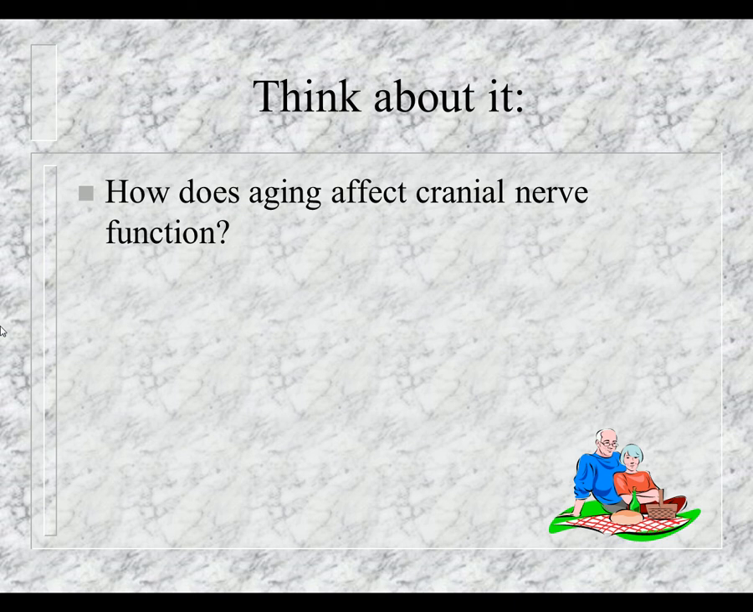8, acoustic, is affected a lot by aging. Middle to high frequency hearing loss is common. 9 and 10, the glossopharyngeal and vagus. We have a reduced gag reflex as we get older. 11, spinal accessory. We ought to be able to pull up our muscles, even though we may not do it with as much oomph. And hypoglossal 12, we ought to be able to stick out our tongue at anybody at any age.